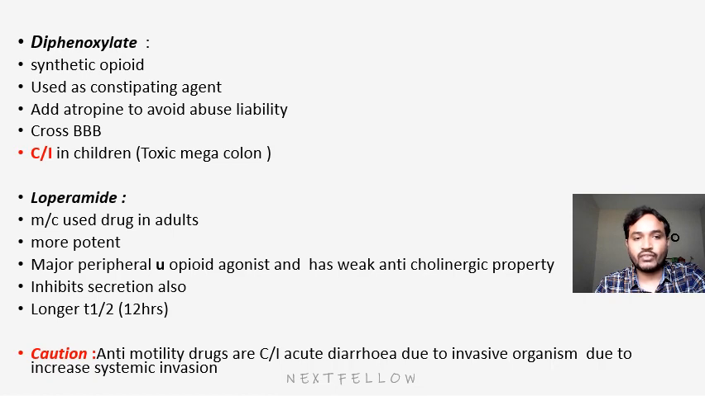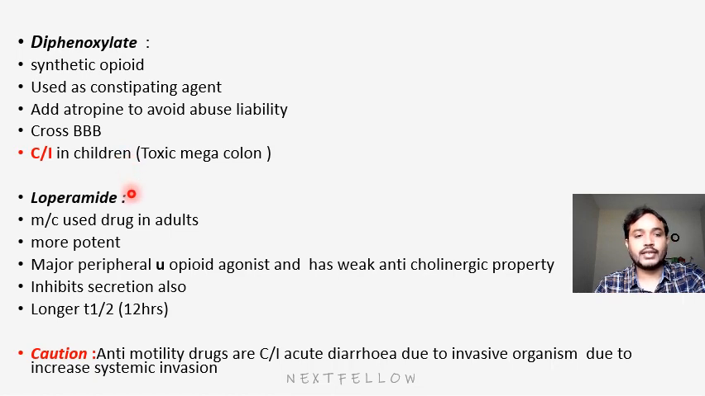Next group will be diphenoxylate. Diphenoxylate is a synthetic opioid used as a constipating agent. We add atropine to diphenoxylate to avoid developing dependence. Codeine has a chance of developing dependence, so this drug diphenoxylate is a synthetic drug, and that's why we add atropine to avoid dependence. It will cross the blood-brain barrier, but it is contraindicated in children due to the chance of developing toxic megacolon.